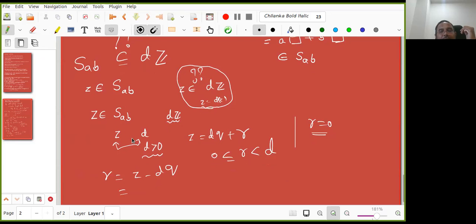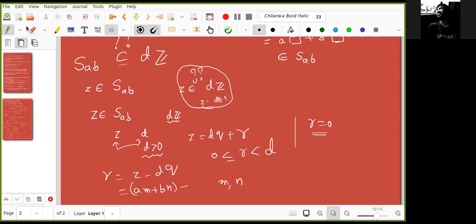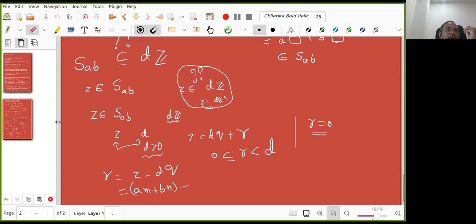Very good. Z is in SAB, so there exists some m comma n such that am plus bn is Z. Okay, minus. And then D is AU plus BV. D is already AU plus BV. So AU plus BV into some Q. So finally, if I simplify, I'm getting some AK plus AR plus BS. Okay, fine. I got up to here.